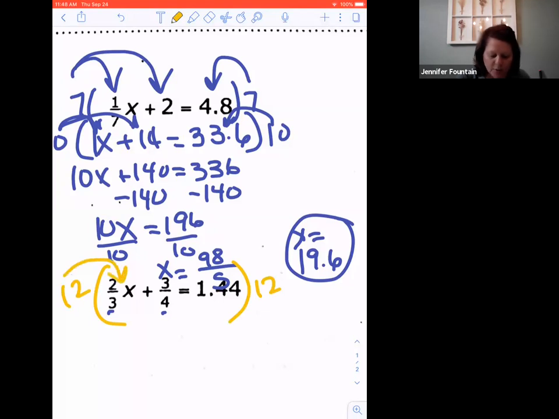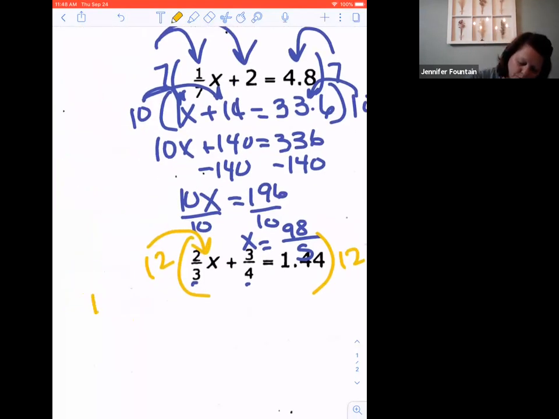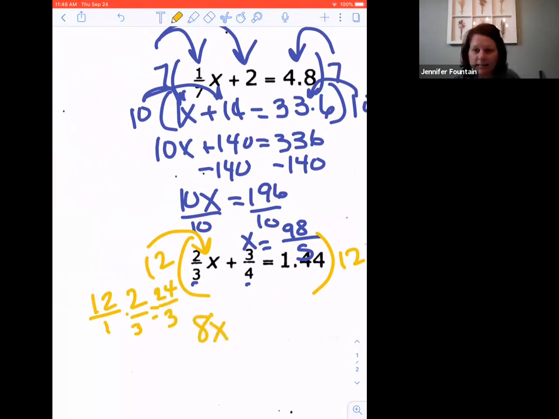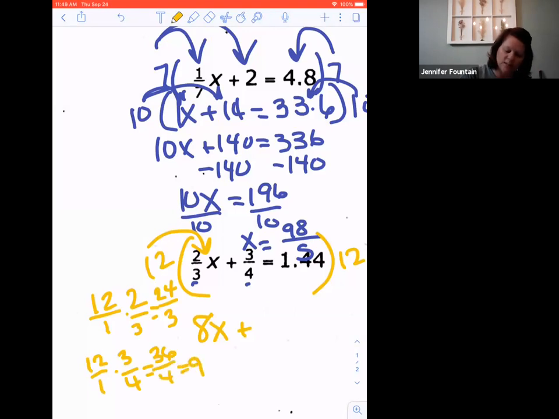So now when I multiply, I'm going to have 12 over 1 times 2 over 3. Okay, that's what we're going to be doing here. And 12 times 2 is 24. So 24 divided by 3, I'm going to end up with 8x. Okay, 12 times 2 is 24. 1 times 3 is 3. 24 divided by 3 is 8. Plus 12 over 1 times 3 over 4. 12 times 3 is 36 over 4 is going to be 9.